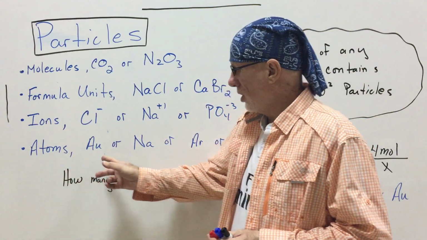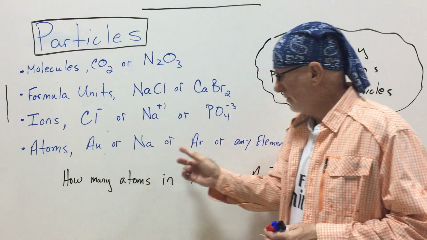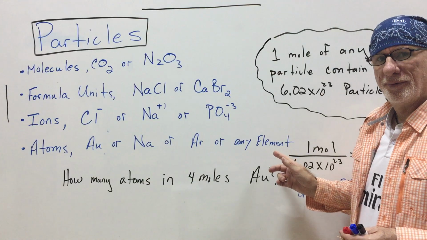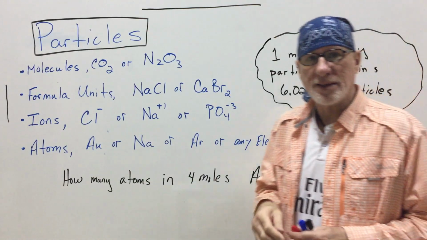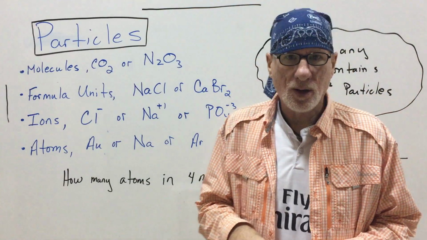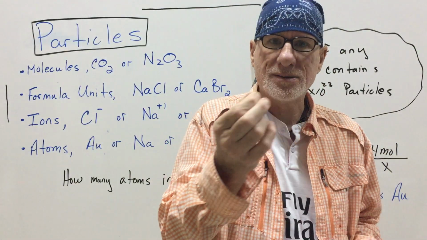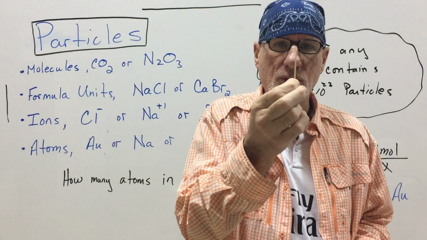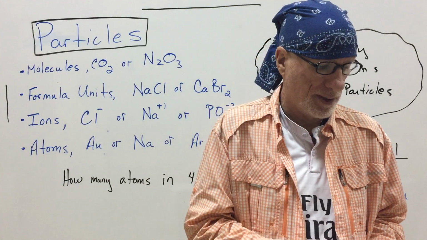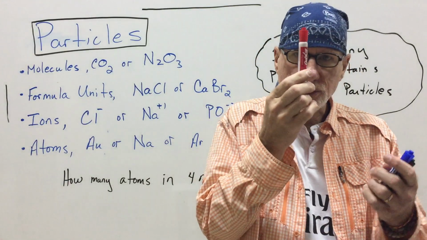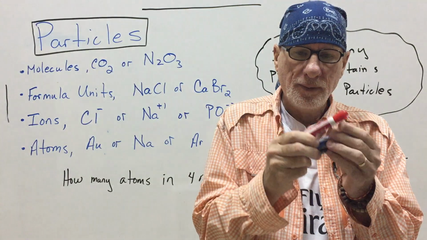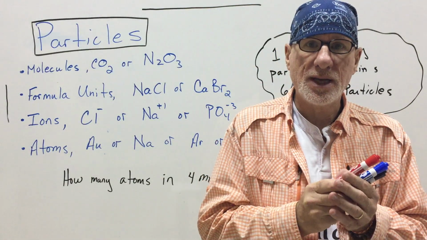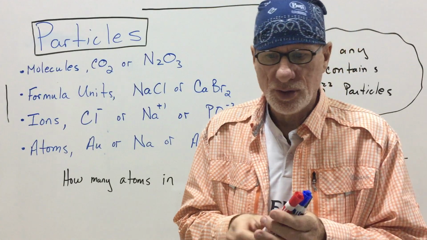Atoms: gold, sodium, argon, or any element. So those are the 4 basic particles. If I had a whole mole of toothpicks, that's a particle, that's 1 particle. A whole mole would be 6.02 times 10 to the 23rd toothpicks. If I had markers, here's 3, this is a particle. I could have 6.02 times 10 to the 23rd.